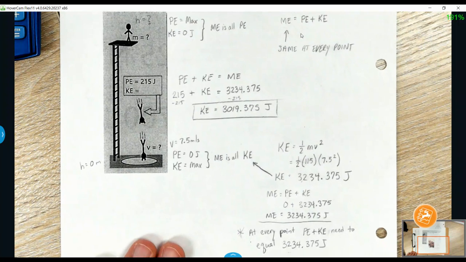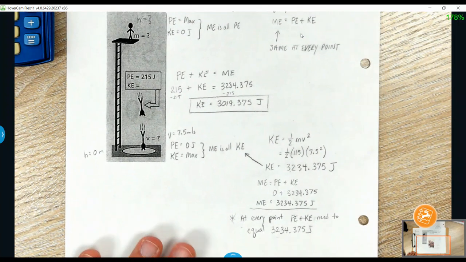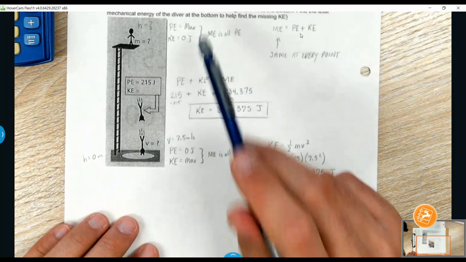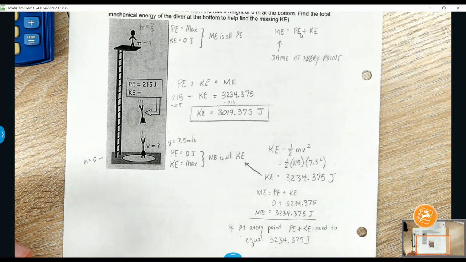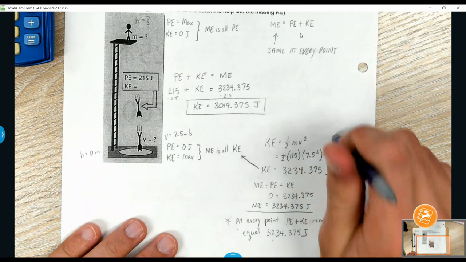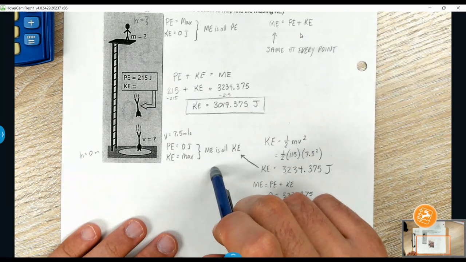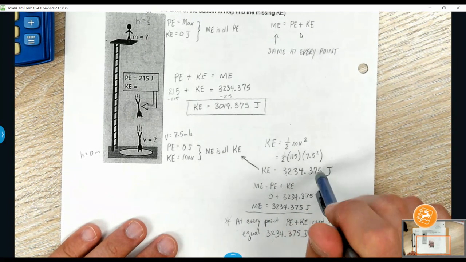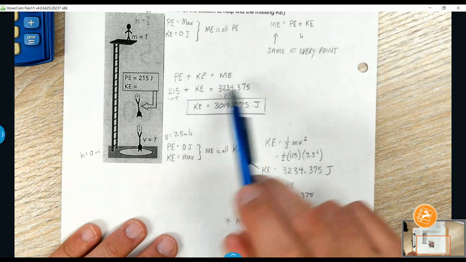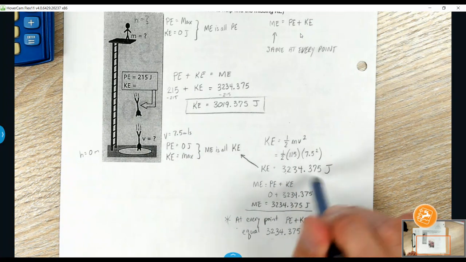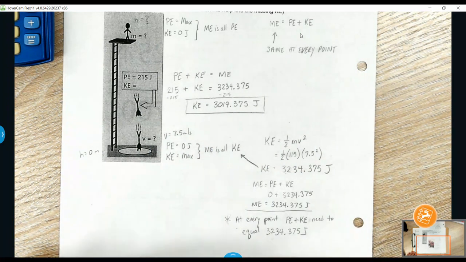So to recap what I did, if you understand this, the work for it is very, very simple. You're taking 1/2 mv squared. If you know at the bottom it's all that, potential 0, it's got to equal that number at every single point. Take that number minus the other. So I literally did KE and subtracted from 215.